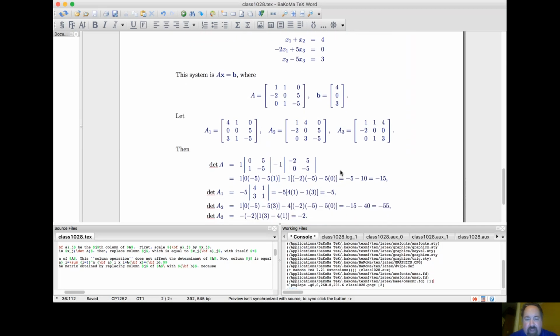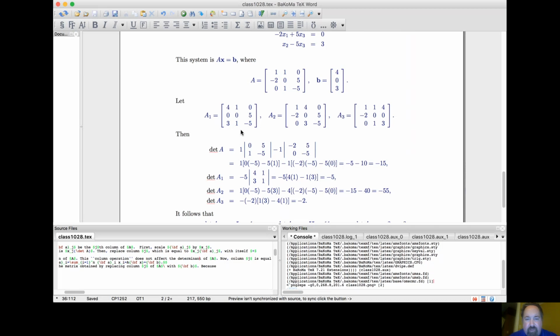Now I need the determinant of A and the determinants of all three of these matrices. And I'll use a cofactor expansion for each of these. So for A, I'm just going to do a cofactor expansion along the first row. So 1 times the determinant of this 2 by 2 matrix, minus 1 times the determinant of this matrix, -2, 5, 0, and -5, which you get by deleting the first row and second column. And then I work all that out from there in terms of these 2 by 2 determinants.